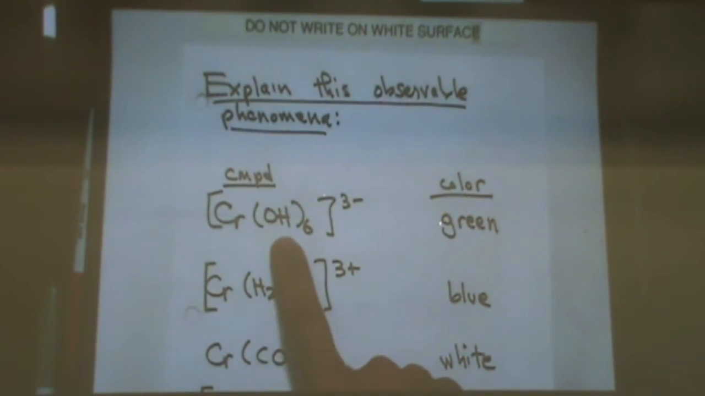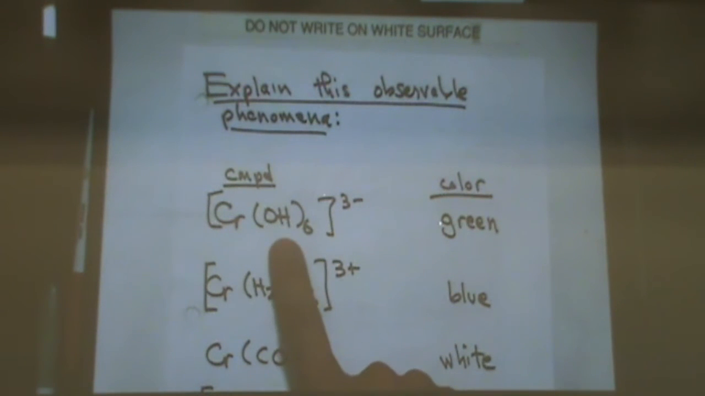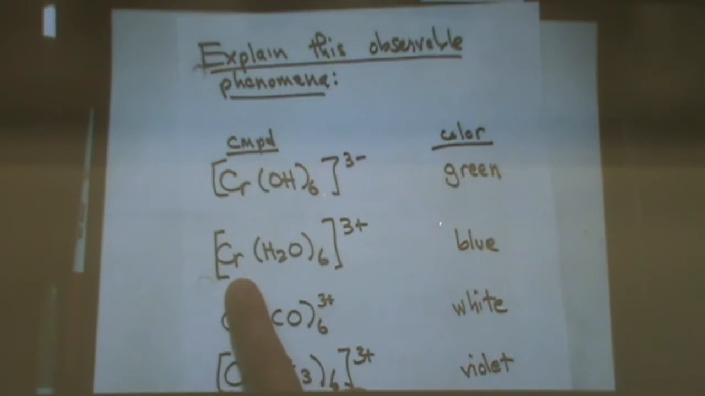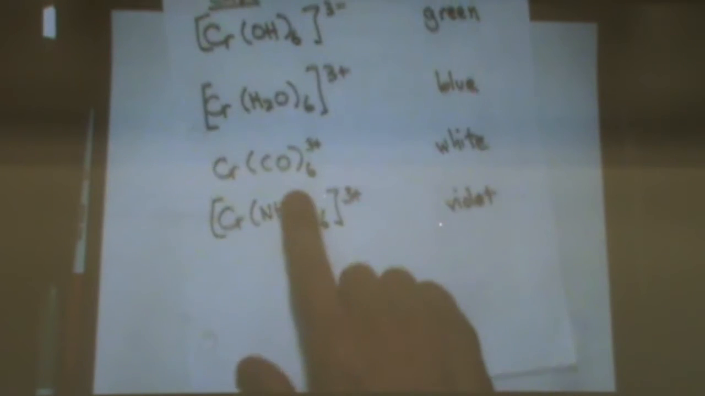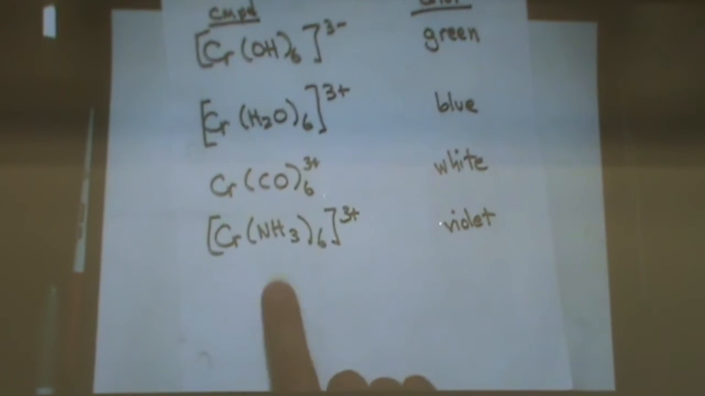Oh, let's do some naming of those. So this would be hexahydroxochromate(3) ion. Okay, this would be hexaaquachromium(3) ion. This would be hexacarbonylchromium(3) ion, and hexaamminechromium(3) ion. Yeah. Cool. We'll just keep doing that as we arrive on different molecules.